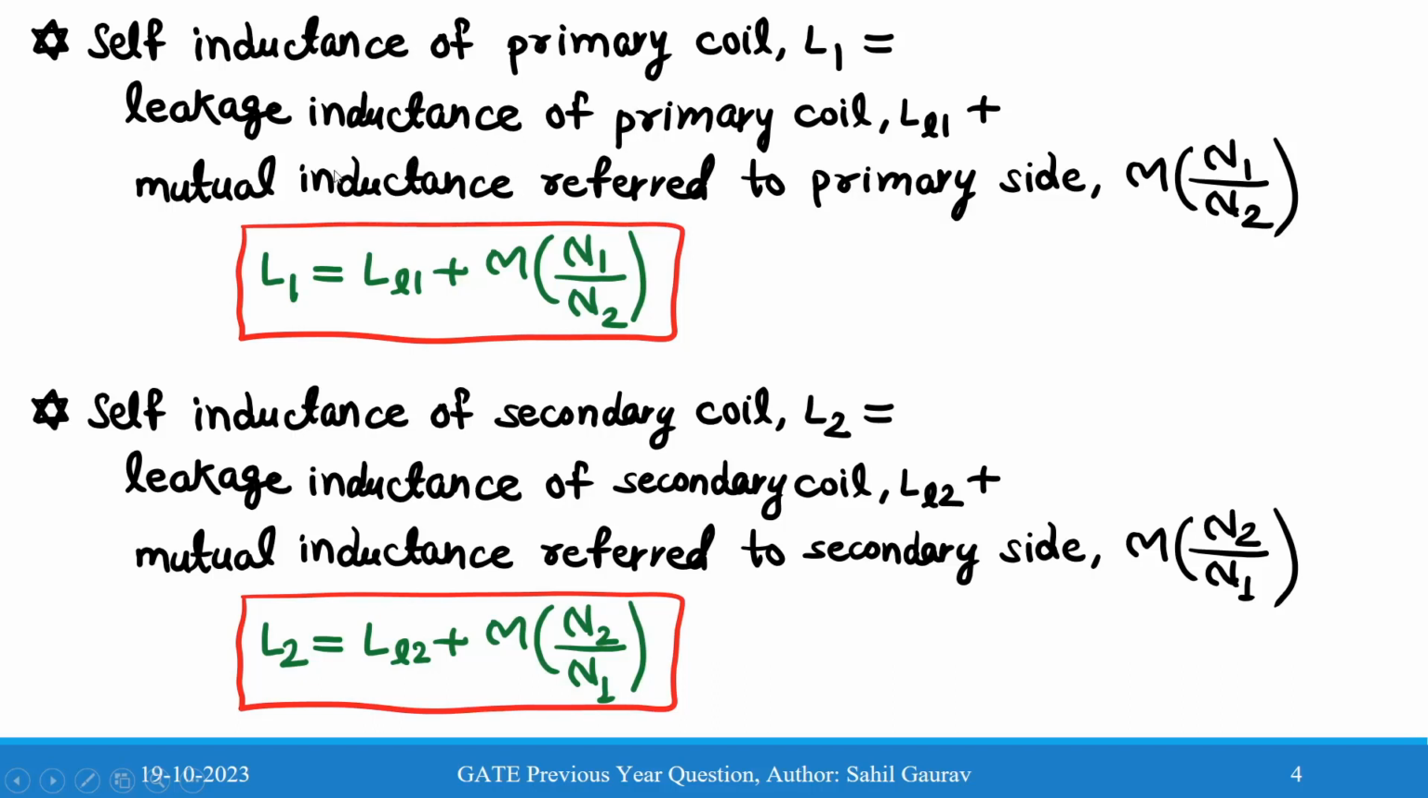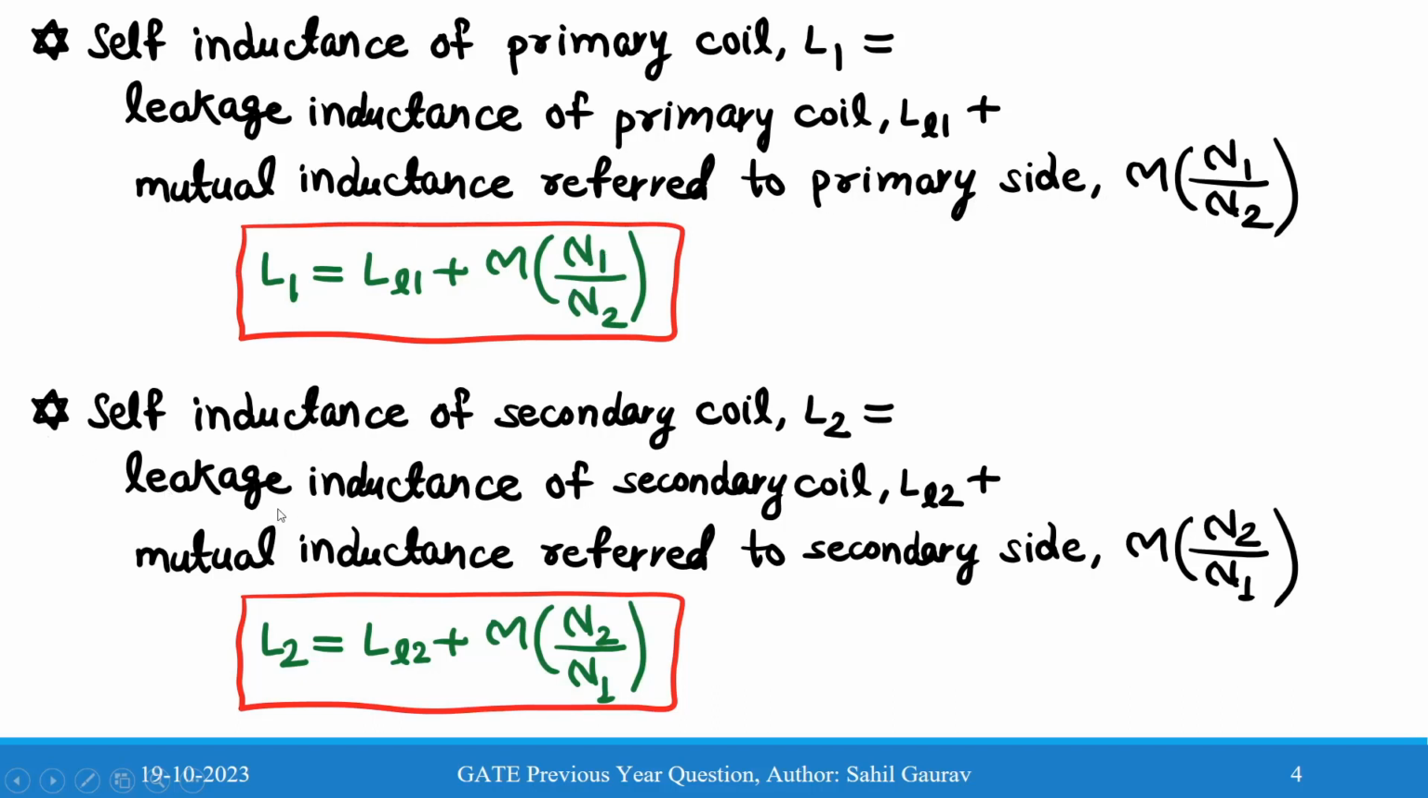So you have to consider the mutual inductance, which should be referred to the primary side, and the leakage inductance as it is. So the self inductance of the primary coil will be L1 is equal to LL1, that is the leakage inductance of the primary coil, plus M into N1 divided by N2. It is nothing but the mutual inductance referred to the primary side.